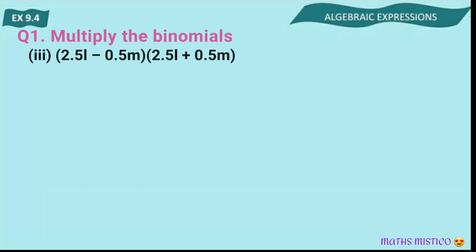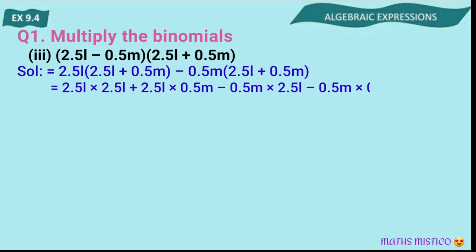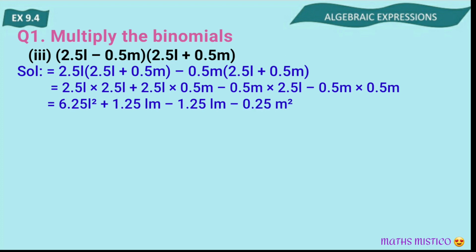Now here 2.5L is the first term. So we'll multiply it by the second bracket, and similarly the second term minus 0.5m will also be multiplied by the second bracket. On opening the bracket, 2.5L into 2.5L plus 2.5L into 0.5m minus 0.5m into 2.5L minus 0.5m into 0.5m. Solving further, we get 6.25L square plus 1.25Lm minus 1.25Lm minus 0.25m square.